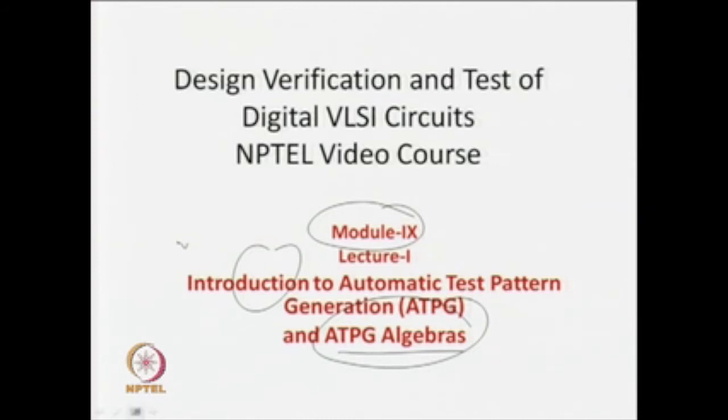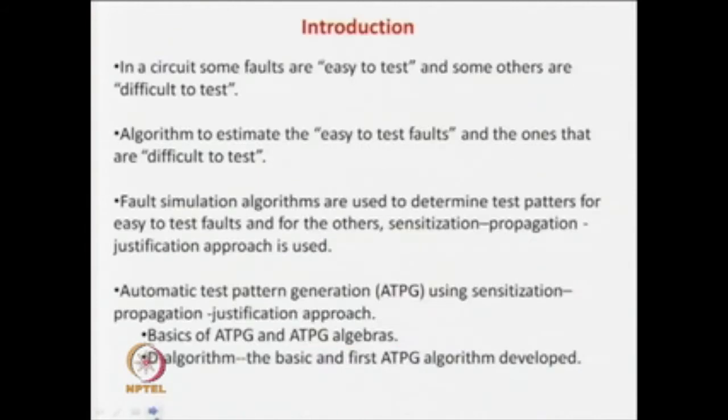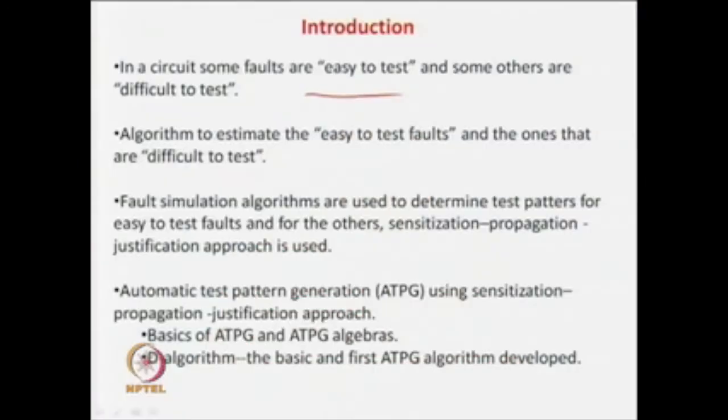If we are using the sensitize, propagate and justify approach, then the Boolean algebra of 0 and 1 may not suffice. We require a higher order algebra, in which we will have 0, 1 and some other symbols which can help in the sensitize, propagate and justify approach. I already told you that some faults are easy to test and some are difficult to test. So, an algorithm like SCOAP actually generates this bin for you, of easy to test and difficult to test faults.